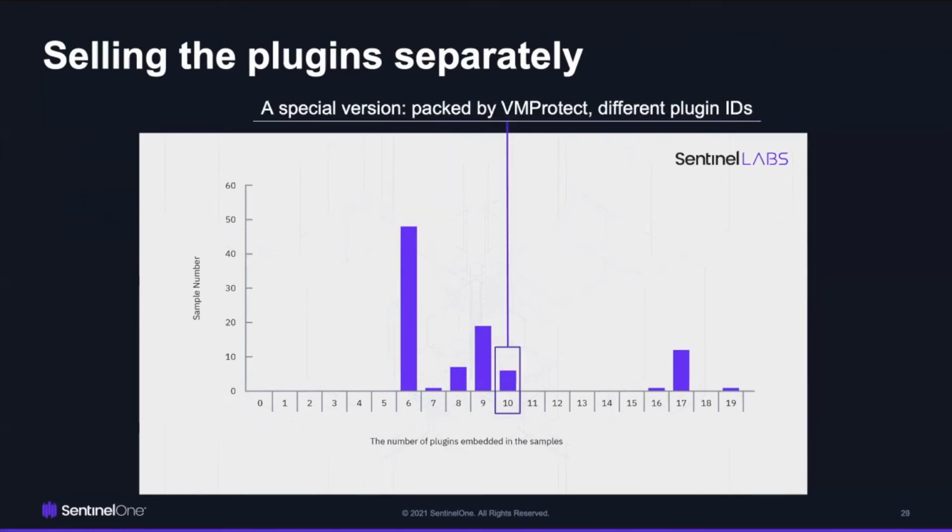The other two distributions are both special cases. The samples with 10 plugins are a special version packed by VMProtect, and all of the plugins have different plugin IDs. The samples might have been used by APT41 for some campaigns, including ShadowHammer.